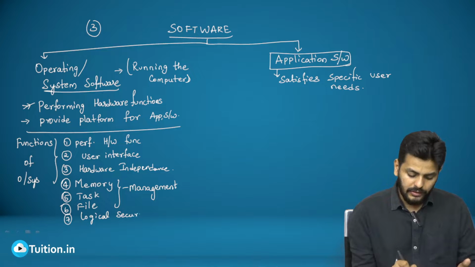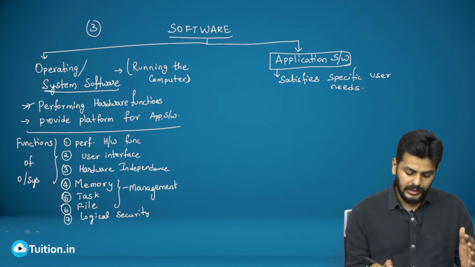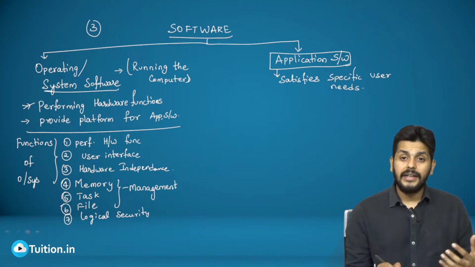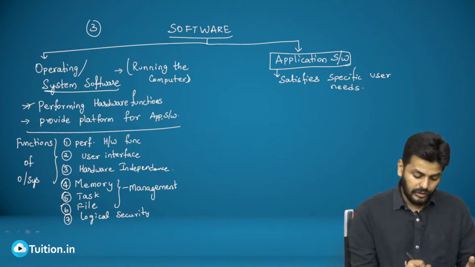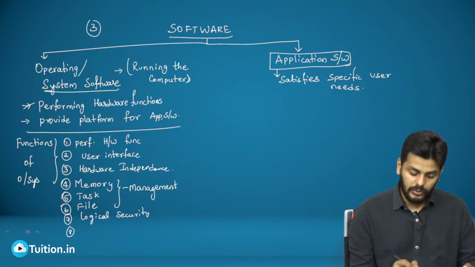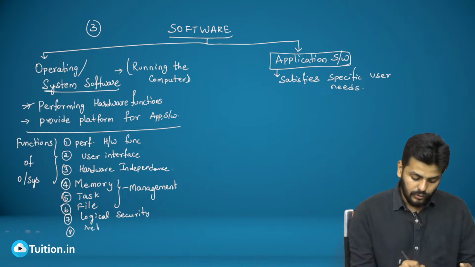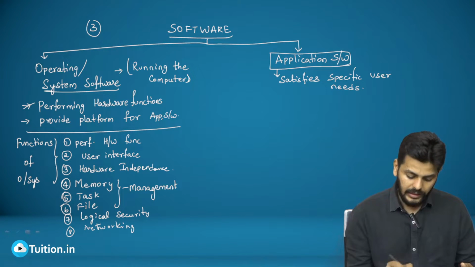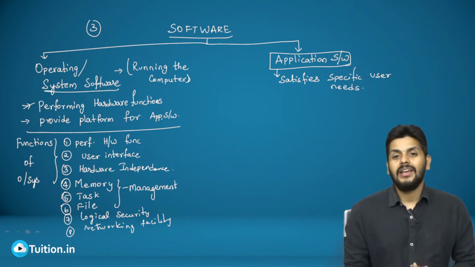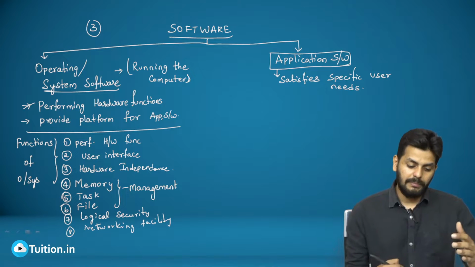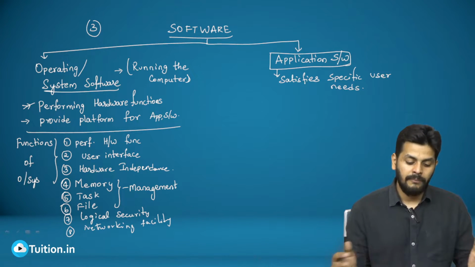Operating system also provides logical security. That means user ID and password facility is also provided by the operating system. And lastly, it helps you connect to the internet. So it also gives you networking facility. The networking facility is also provided by the operating system. So this is the best part about the operating system.